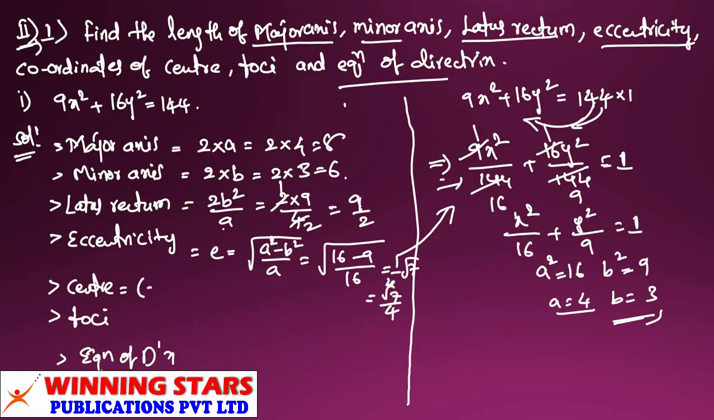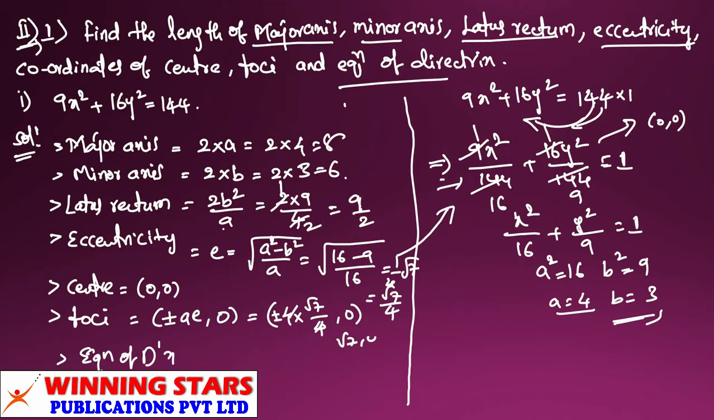Here the center is 0 comma 0. The standard form of the center is 0 comma 0 every time. Now the foci is equal to plus or minus ae comma 0. This is the standard form of foci. Here a is 4, e is root 7 by 4, so the 4s cancel. So here plus or minus root 7 comma 0 will come.